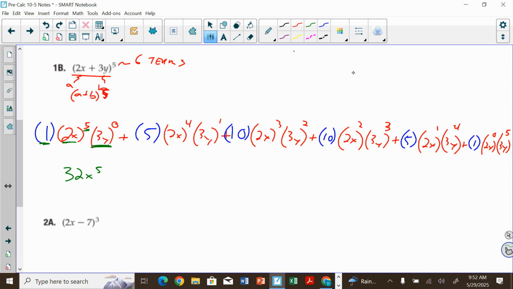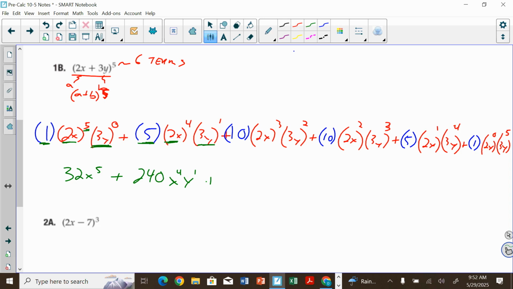So let's continue now. In this one, you've got 16x to the fourth, but you're then multiplying it by 5, and you're also multiplying by 3y. So really, you're multiplying the coefficients of 16, 5, and 3. That's going to give you 240x to the fourth. Notice that the exponents stay the same. So they're still in descending order for the x's, and the y's will be in ascending order.